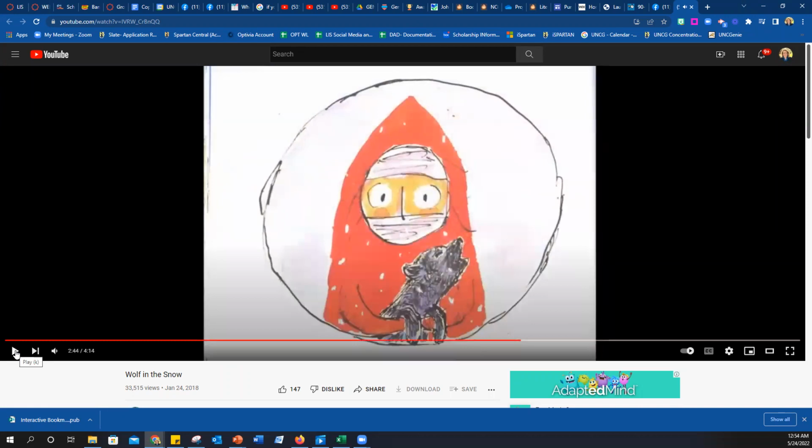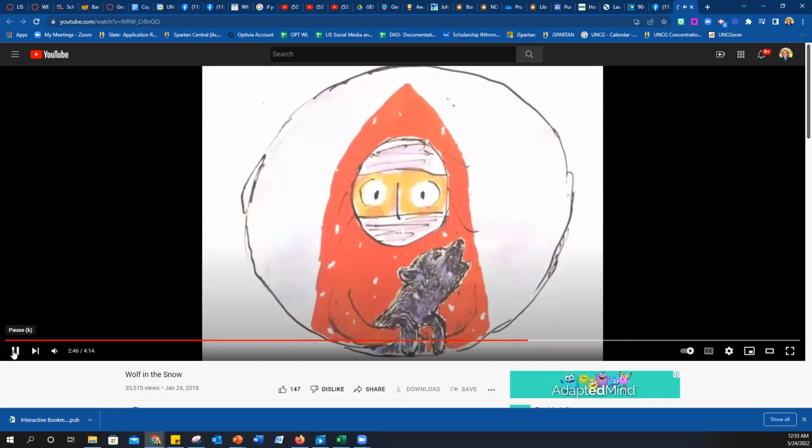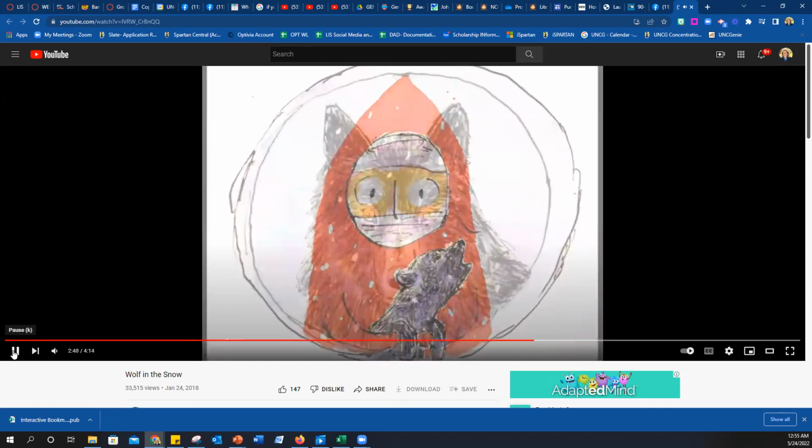Now, how does she feel at this point? Can we look at her eyes and see how she feels? I don't know about you, but if I saw a pack of wolves coming at me, I would be a little nervous. I think we can tell that from her expression too. But what's she gonna do?